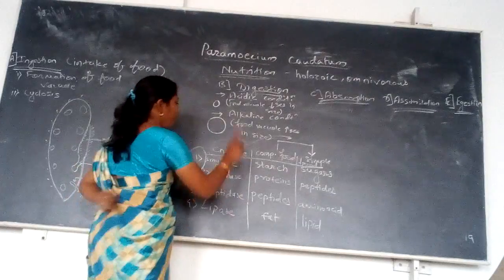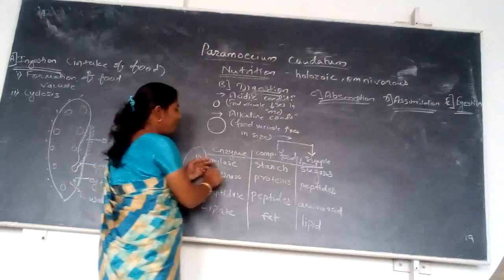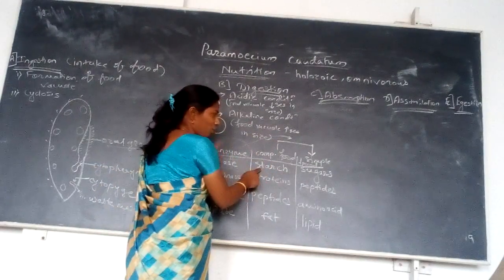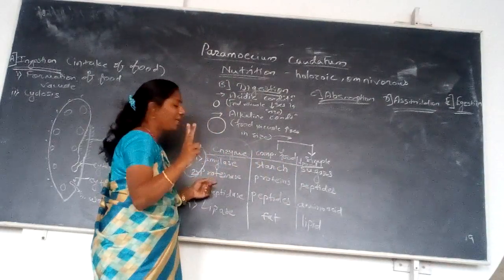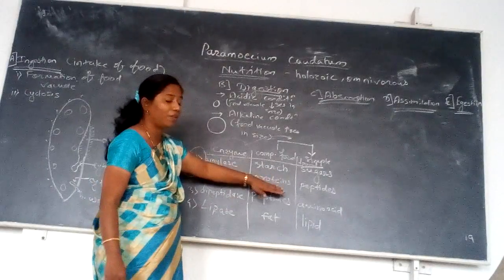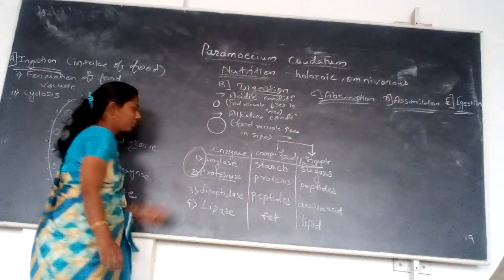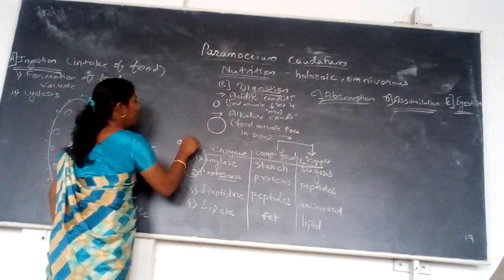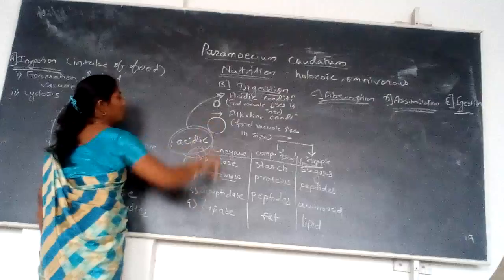So what happens here? The first enzyme we call the amylase enzyme. That amylase is responsible for converting starch into sugars. Starch is a complex form, sugar is a simple form of food. The second important enzyme is the proteinase. That proteinase is responsible for converting proteins into peptides. These two enzymes, amylase and proteinase, remain active during the acidic situation.